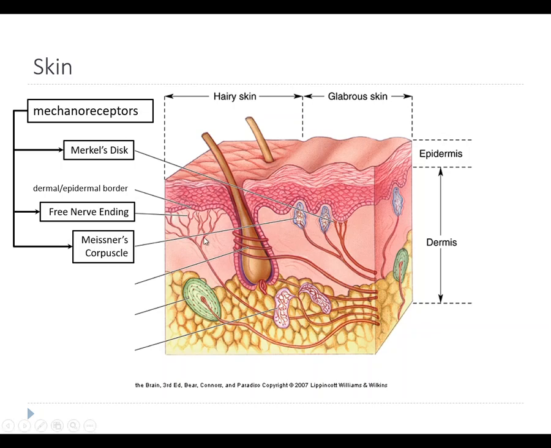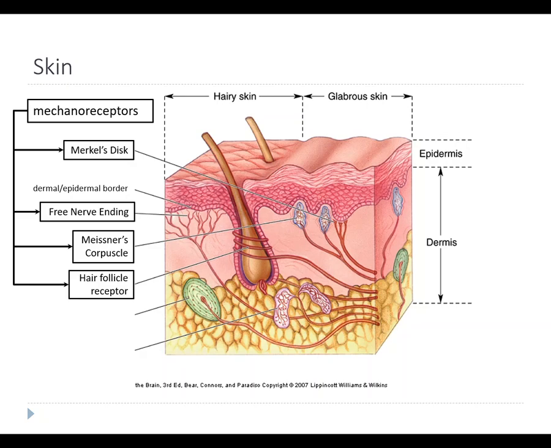Another specialized structure that's close to the surface are these Meissner's corpuscles. So a corpuscle is just a little structure that in this case is kind of surrounding the ends of these axons. And so these Meissner's corpuscles are close to the surface. The corpuscle kind of changes the physical properties of the nerve ending. So it affects the type of sensation that they detect. And we'll talk about that in a little bit.